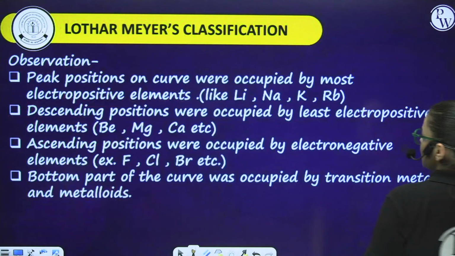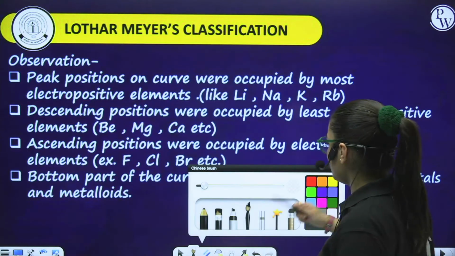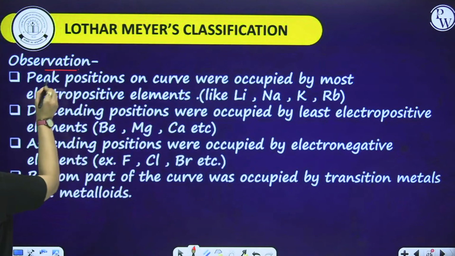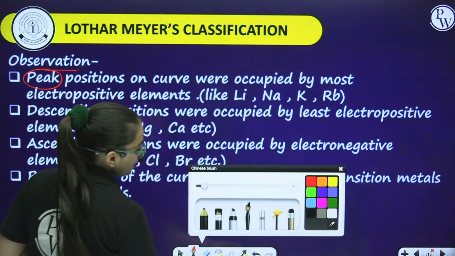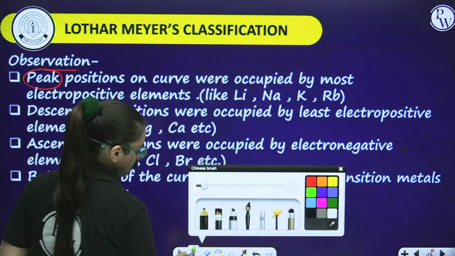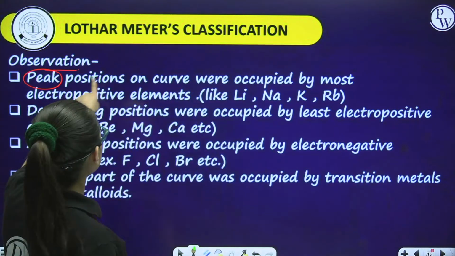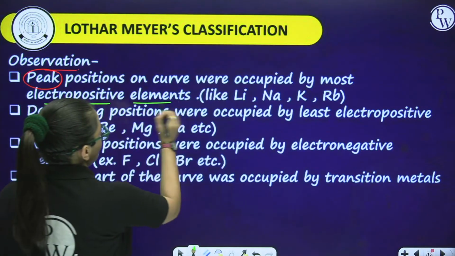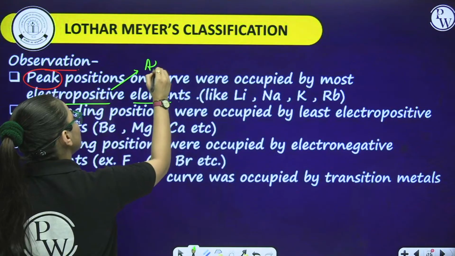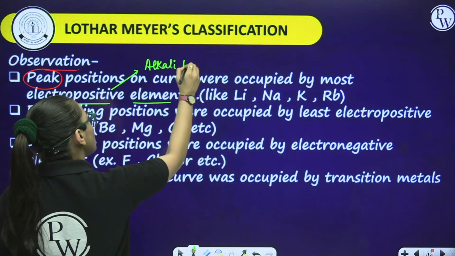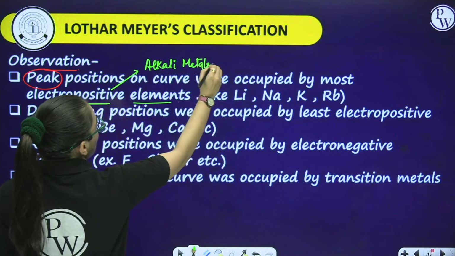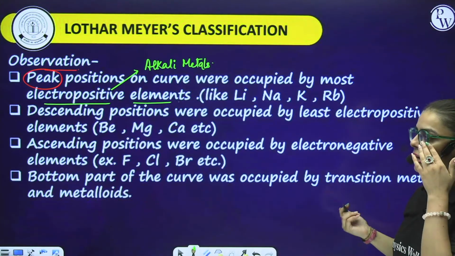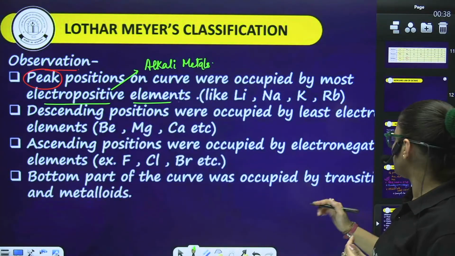Okay, now comes the observations that I've already mentioned, but we should read them also. The very first observation is peak points. Peak points are the points that are present at the top, students. The topmost point, right? Peak positions on the curve were occupied by the most electropositive elements. Electropositive elements over here are your alkali metals only, and in the next session I will let you know what alkali metals are and why this name is given. Step by step, we will proceed further.